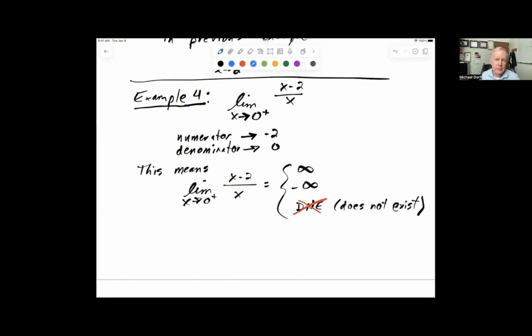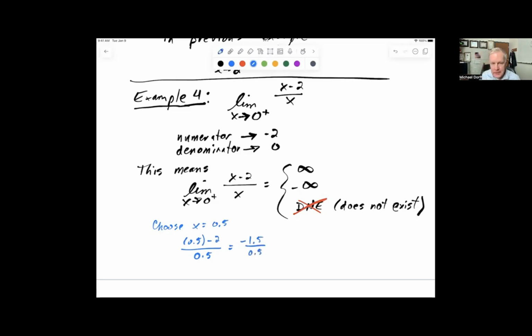So we could pick the number 1. We could pick the number 1/2. We could pick any of those numbers. Let's take 0.5. So I choose x equals 0.5. It's a number that's larger than 0, and it's from the right of 0. Then I've got (0.5 minus 2) over 0.5. So that's going to give me negative 1.5 over 0.5.